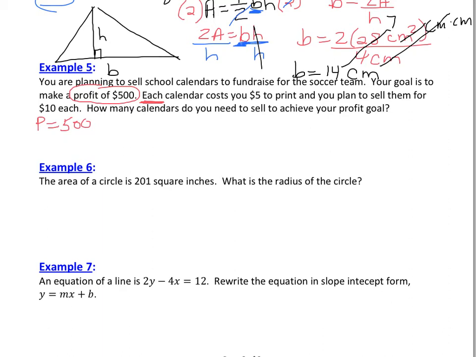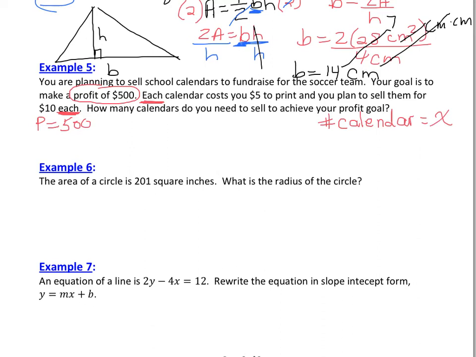And you plan to sell them for $10 each. Again, each. How can we represent that? Let's use number of calendars. Okay, number of calendars that you sell and print. Let's call that X.